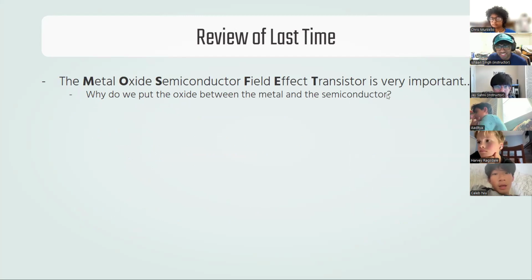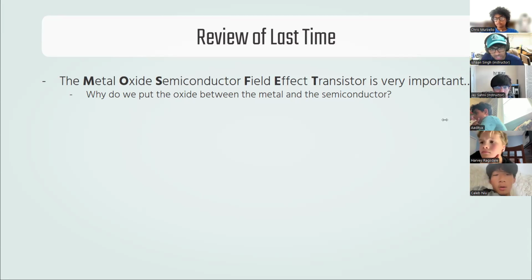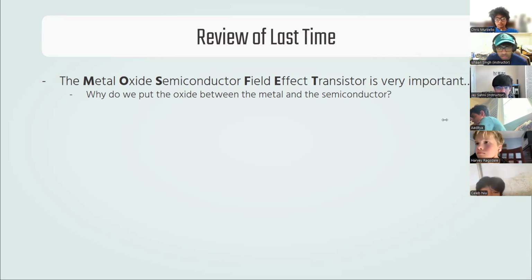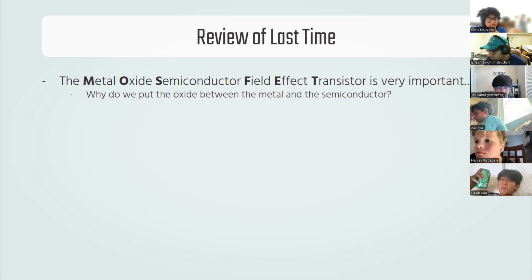So let's review what we talked about last time. The MOSFET, the metal oxide semiconductor field effect transistor, is a very important circuit component. Can someone remind me why we put the oxide between the metal and the semiconductor? Why do we put that layer of oxide there? It acts as an insulator, exactly.